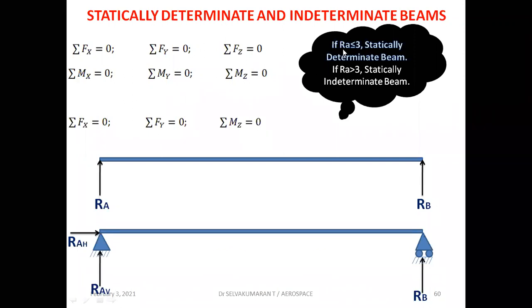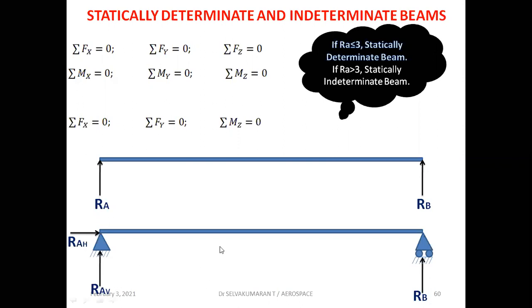Okay, so here let RA be the number of unknown support reactions. Now in this case, simply supported beam, RA and RB are the 2 unknown support reactions. So if RA is less than or equal to 3, the beam is referred to as a statically determinate beam. RA is nothing but the number of unknowns in a given beam, and 3 is nothing but the number of static equilibrium equations.